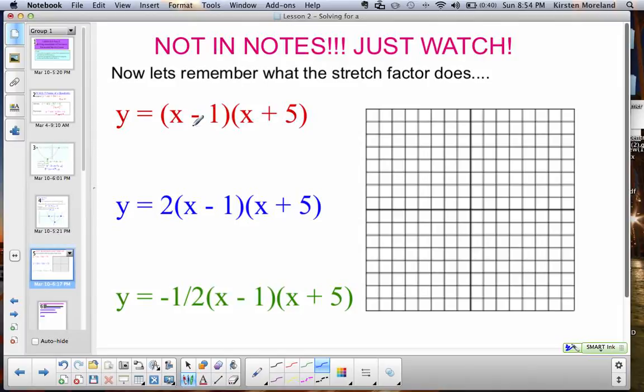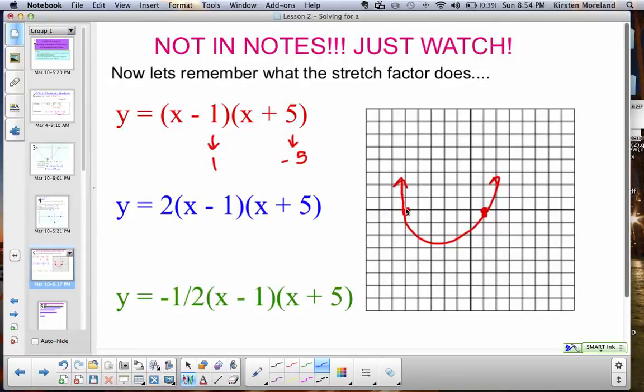Now we need to remember what stretch factor does. So all of these graphs have zeros at, remember it's the opposite, so +1 and -5. So I'm going to go to +1, oops, and -5. And this one's going to be just normal. Mine's not going to be perfect. It'd be a lot lower than that, but let's just pretend my U's were nice.